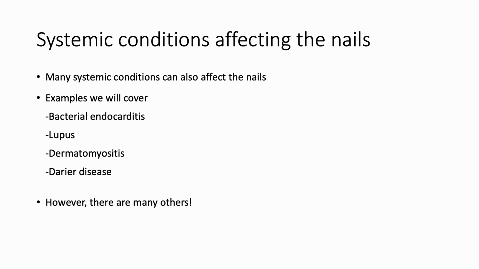Now we will touch on systemic conditions affecting the nails. Many systemic conditions can also have nail signs, many of which are non-specific. The examples of systemic conditions we'll cover in today's session will be a select few. These will be bacterial endocarditis, lupus, dermatomyositis, and diarrhea disease. These are only a small number, and there are many more conditions that affect the nails.